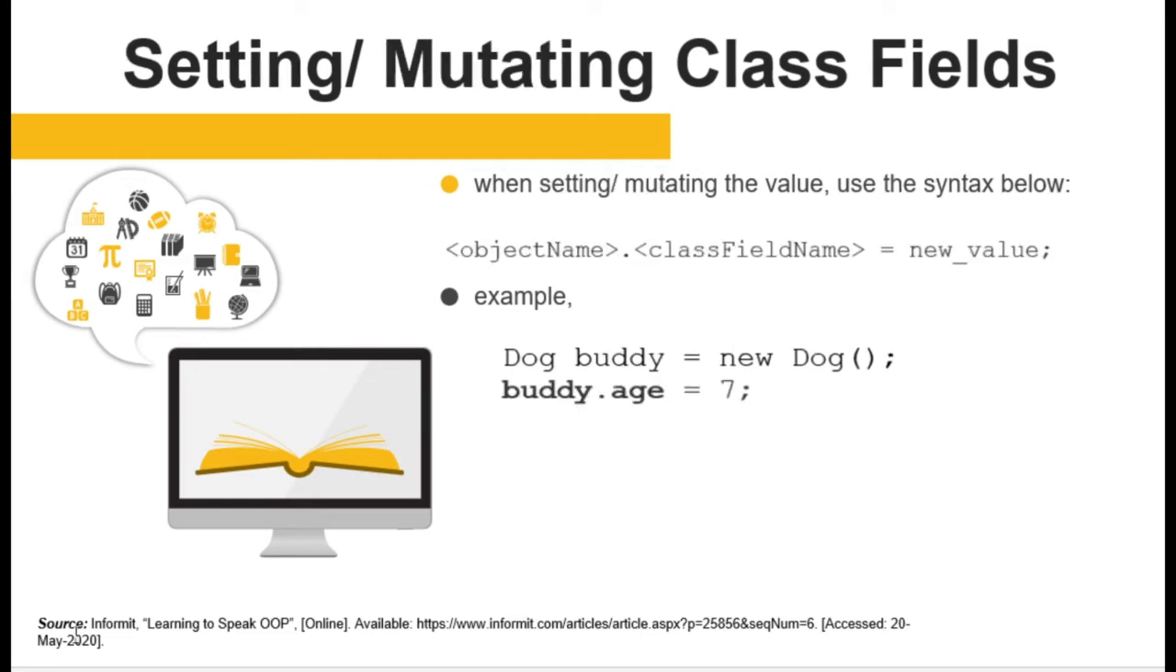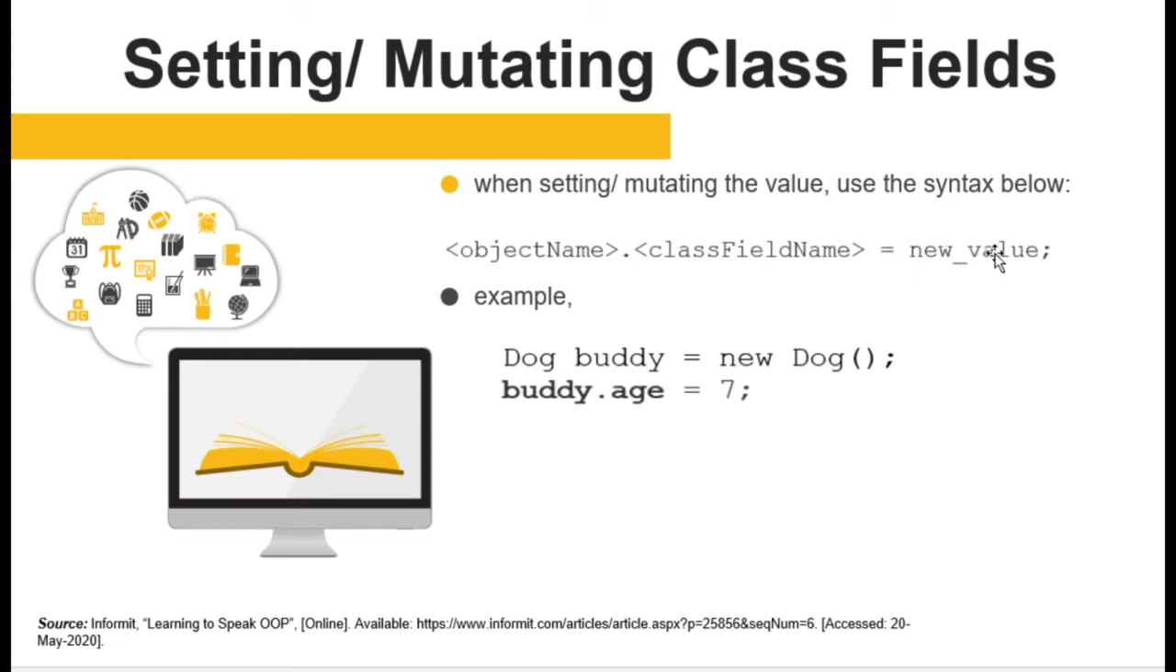So, setting and mutating class fields. You can set or mutate the values of class fields by using the name of the object created, followed by an equal sign, and the new value to set. So when setting or mutating the value, use the given syntax. Again, write the name of the object, followed by a dot, followed by the class field name, followed by an equal sign, and followed by the new value.